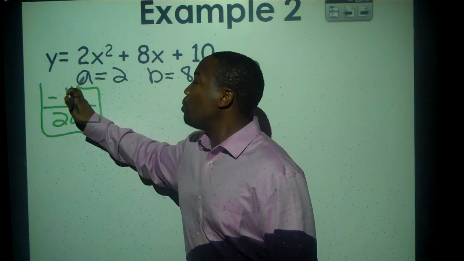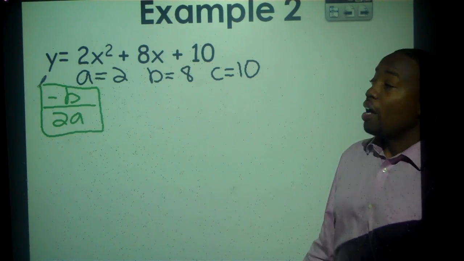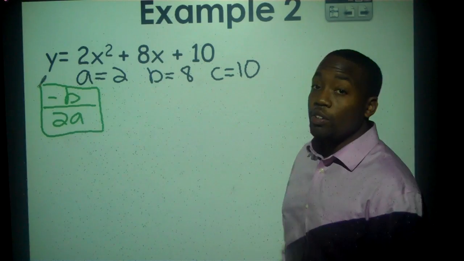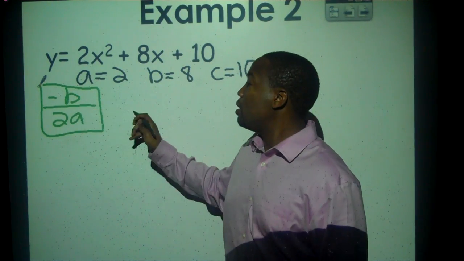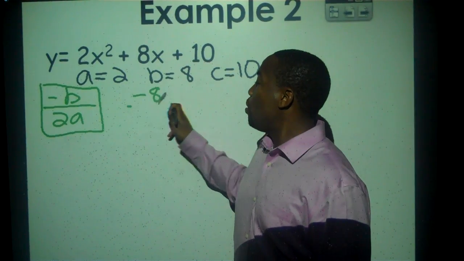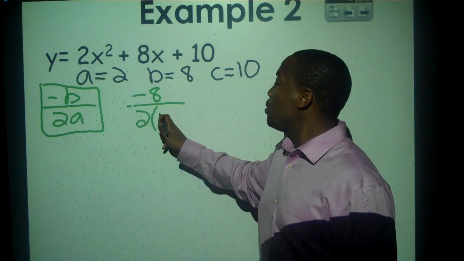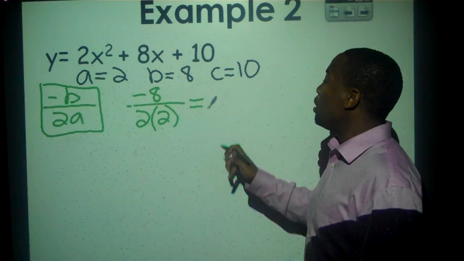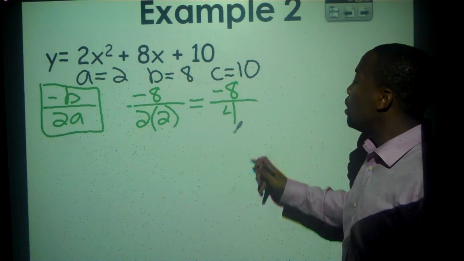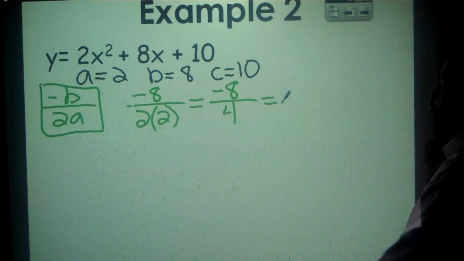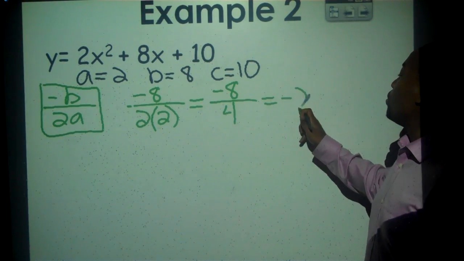This is the formula that you have to remember. I'm not going to give you this formula on the test or the quiz, so you need to memorize this formula. So, take my 8, plug it into the b: negative 8 over 2 times, and this a is going to be 2. So I get negative 8 over 2 times 2, which is 4. And so what do I end up with? Negative 8 over 4 gives me a negative 2.